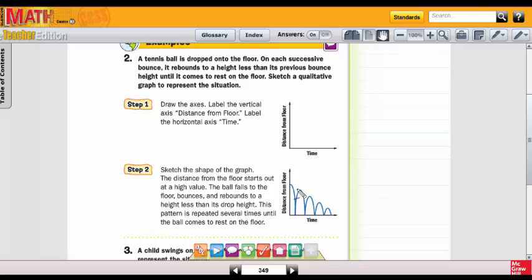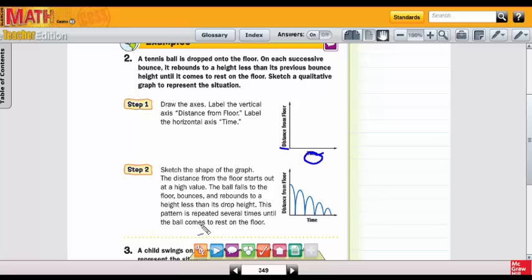So the first thing you need to do is draw the axes, label the vertical axis distance from the floor, and label the horizontal axis time, because we're going to input time, and over time we're going to have the bouncing ball a certain distance from the floor. Okay? So then it says sketch the shape of the graph.